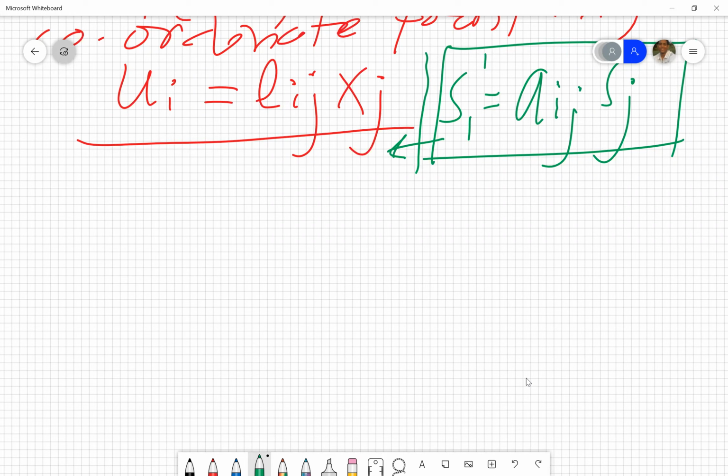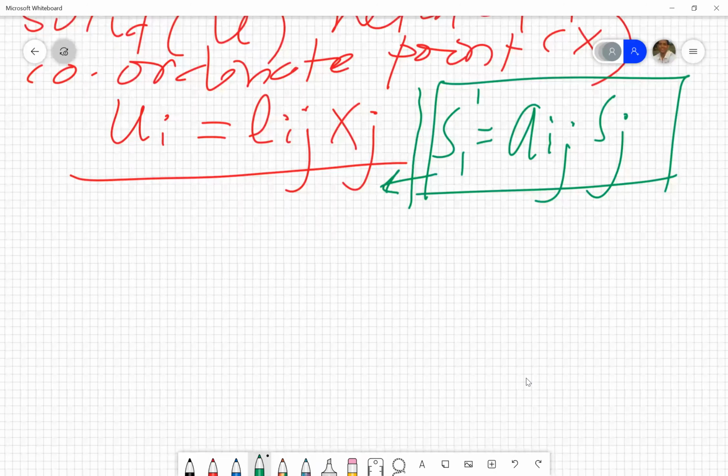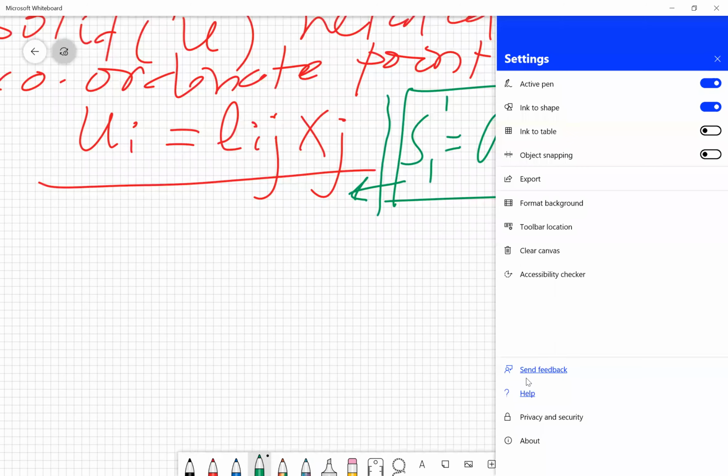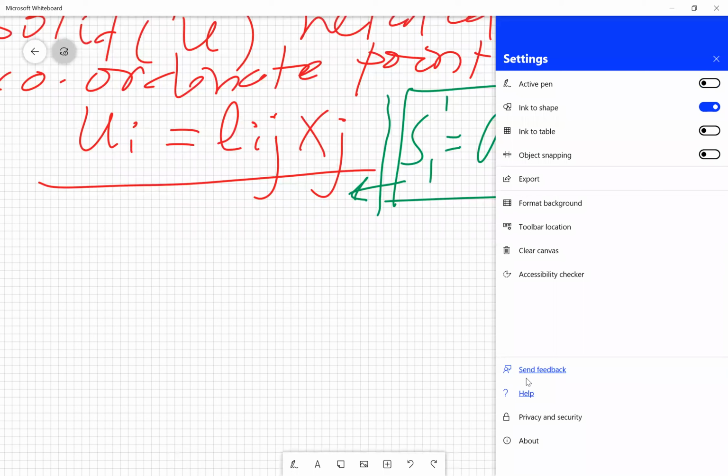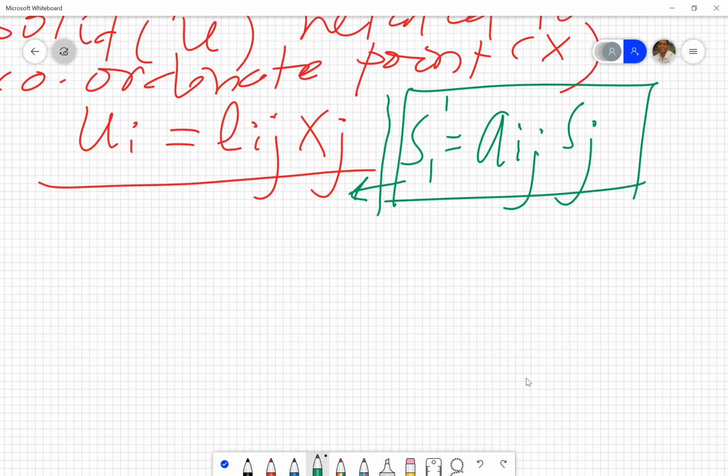The summation will be taken over j equal to 1, 2 and 3. So by putting j equal to 1, 2, 3, we go for the summation and expand this particular equation.